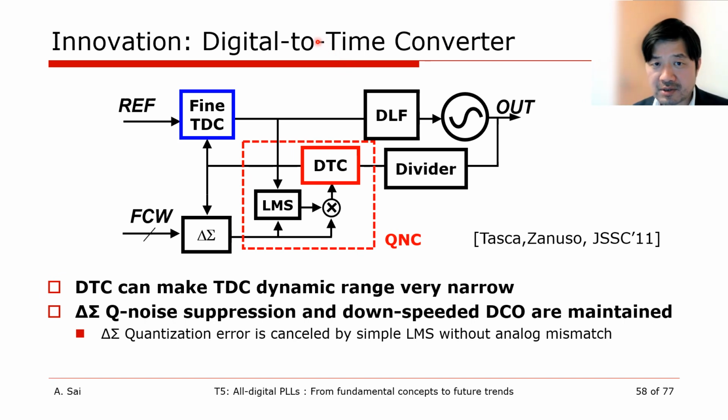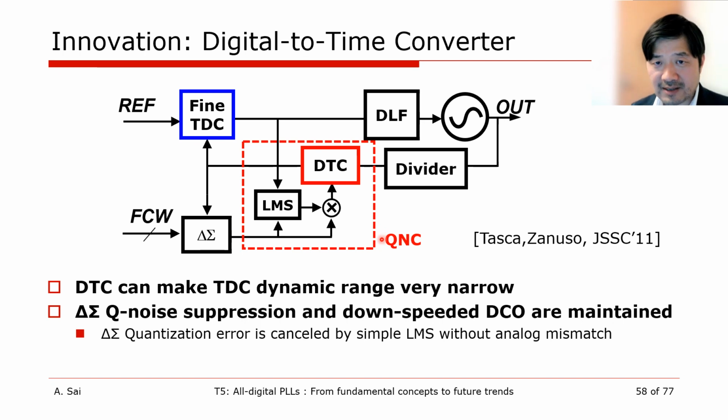DTC controls the divider output phase or reference input phase in response to the frequency control word, so that the fractional phase error approaches zero. The DTC can be regarded as a frequency divider with high time resolution and can also be regarded as a quantization noise cancellation circuit for frequency divider.